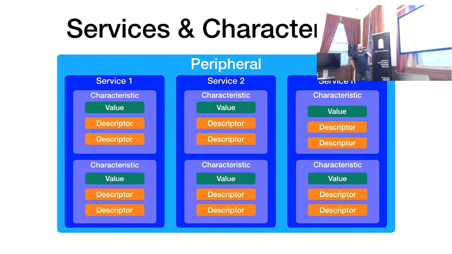And then we have the values and descriptors. So the descriptors will tell us what that characteristic has, or what sort of types you have. For example, if it's a string or if it is a float. And the value itself is what you are interested to read, what you actually want to read or write.